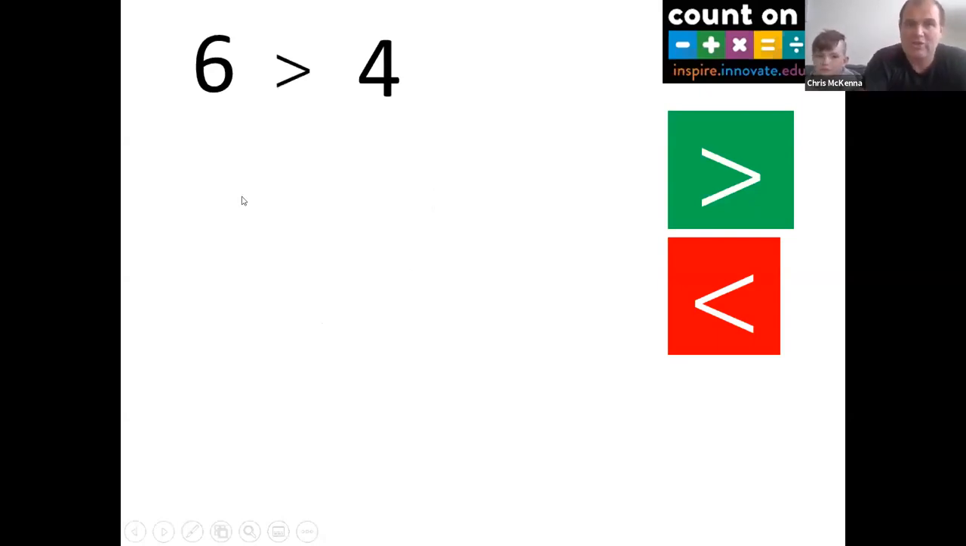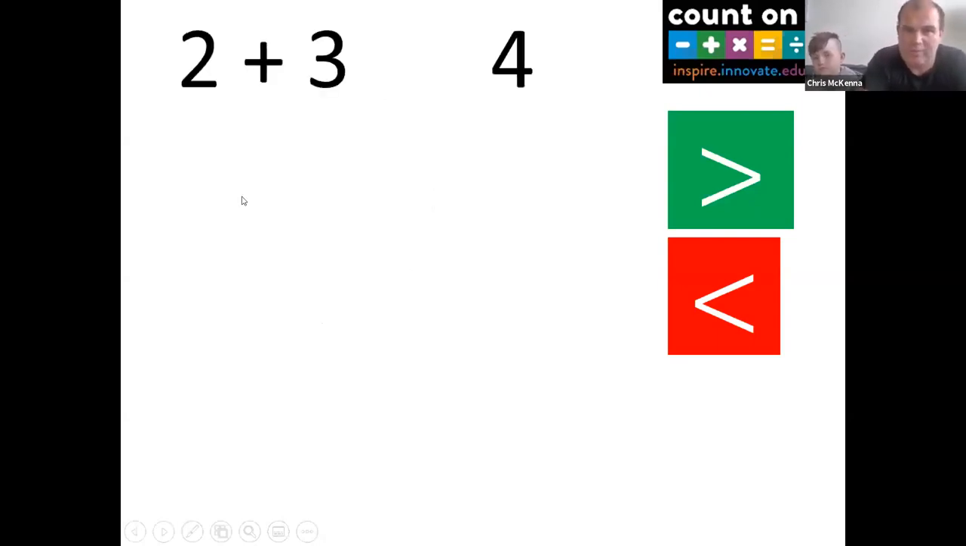Okay, let's try the next one. So this time we've got a calculation to work out. So 2 plus 3, and there's something missing, 4. Is 2 plus 3 more than 4, or is it less than 4? What do you think at home? What do you think, Austin? More than. Good, so it's this green symbol here. And 2 plus 3 is greater than 4, or it's more than 4.